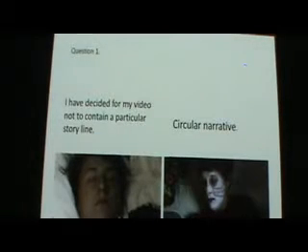I've decided for my video not to contain a specific storyline. This defies Goodwin's theory, as he stated that there is often a relationship between the visuals and lyrics, often illustrating them. My video, I would say, is therefore unconventional because you could usually see a narrative of some sort. My video is a circular narrative which seems unconnected to the lyrics.